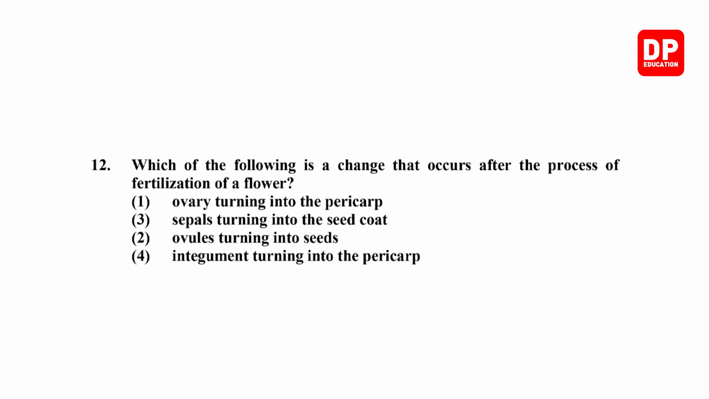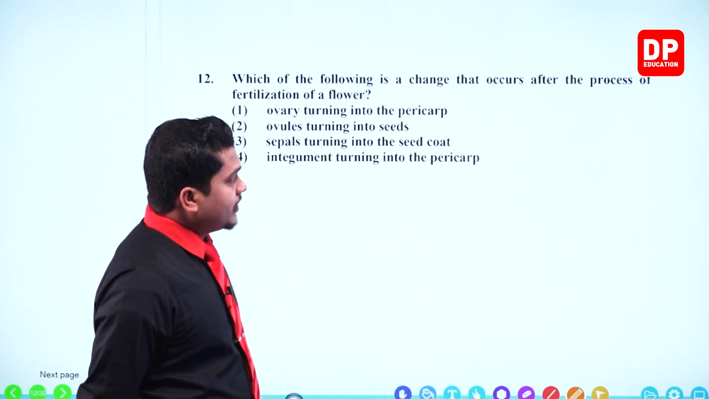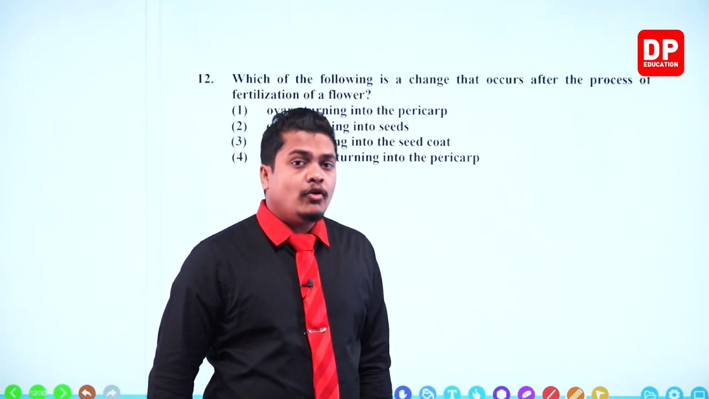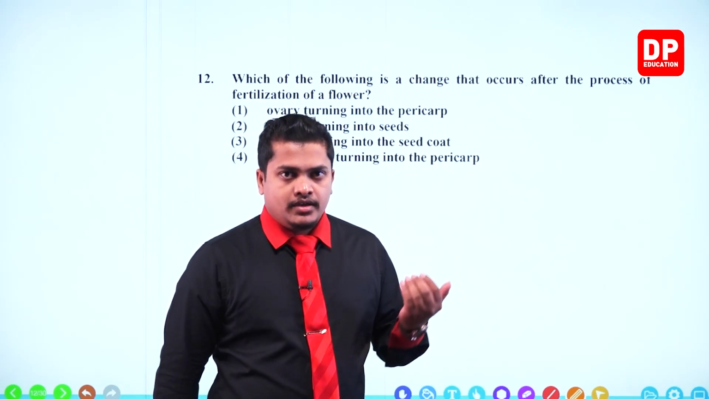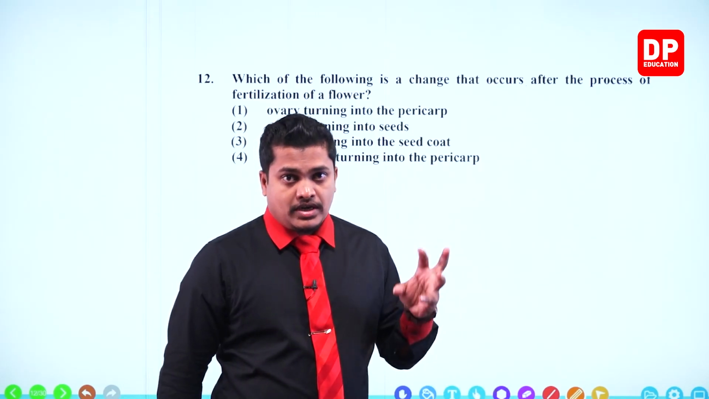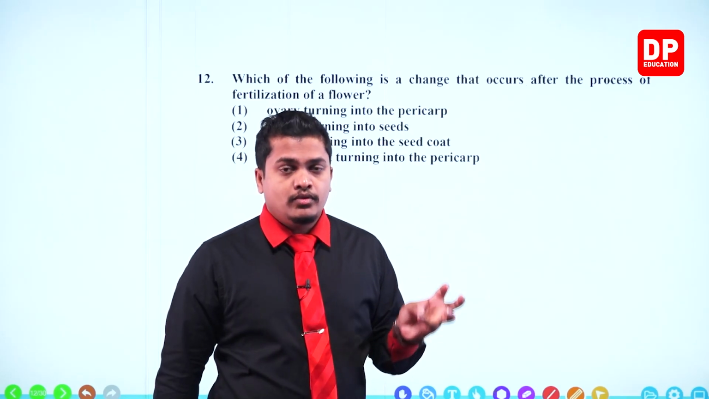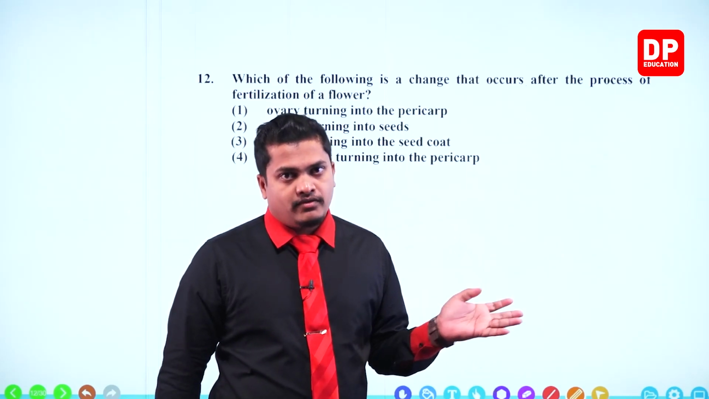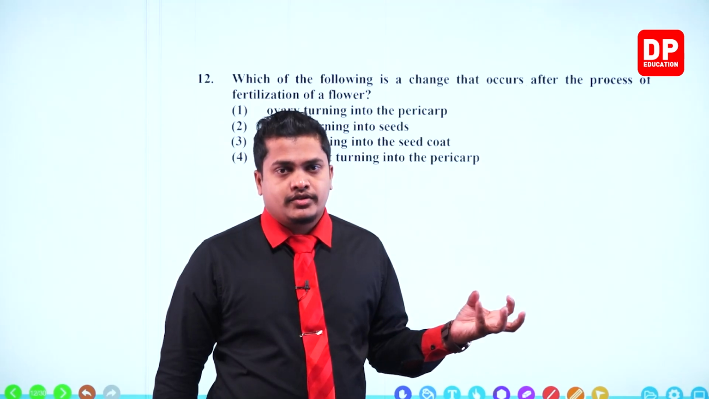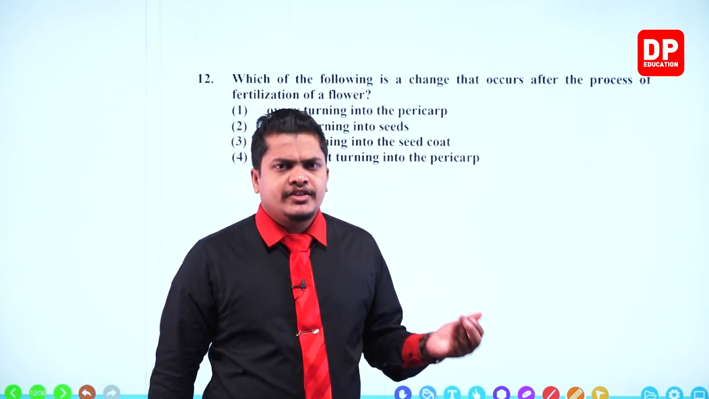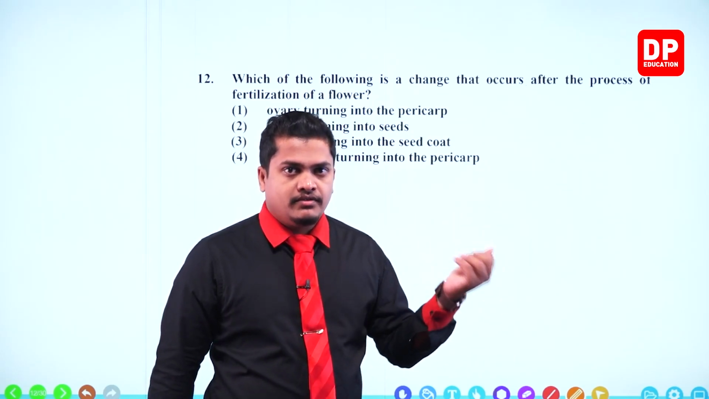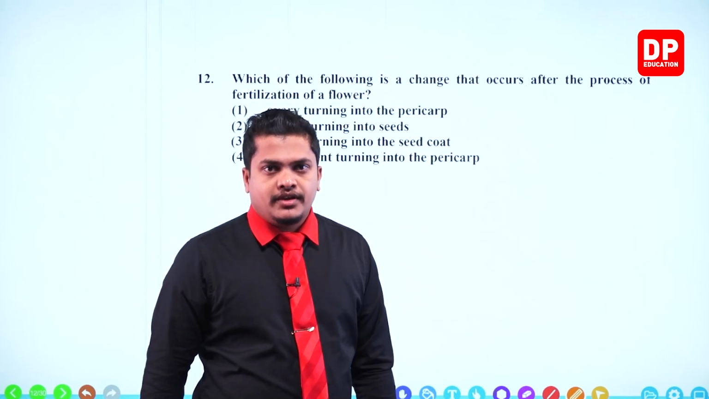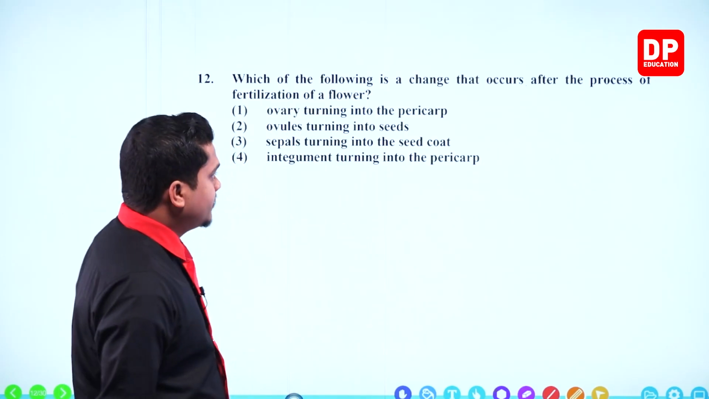Which of the following is a change that occurs after the process of fertilization of a flower? After the fertilization of a flower, my dear children, you know that the ovary becomes the fruit and the fertilized ovules become the seeds. Those are the ones which continue the next generation of a plant. Sepal-like structures are being worn out. Those are the changes that occur within a plant if you take a fertilized flower. Now let's head on to see the responses.